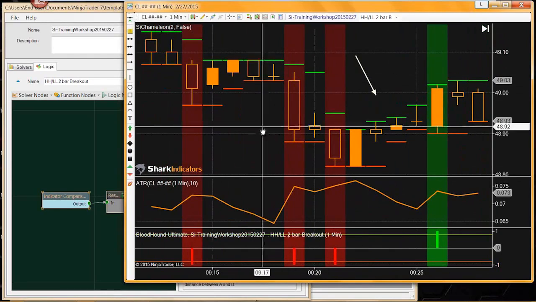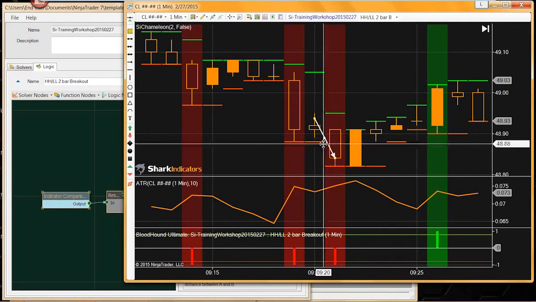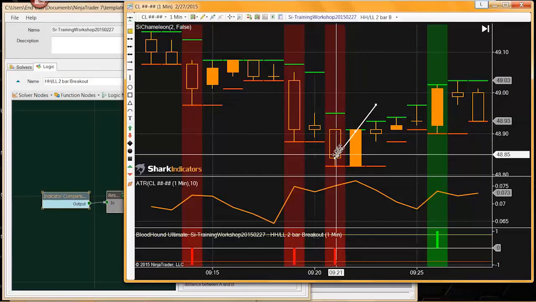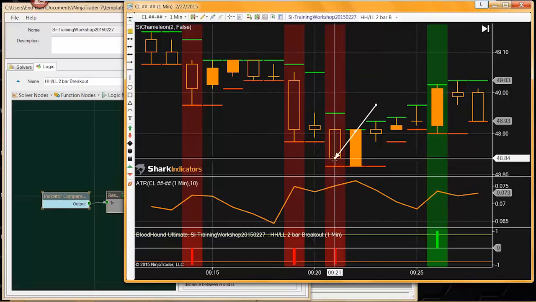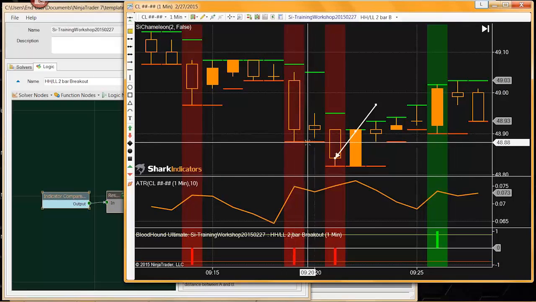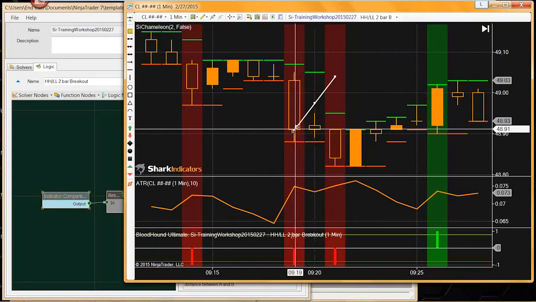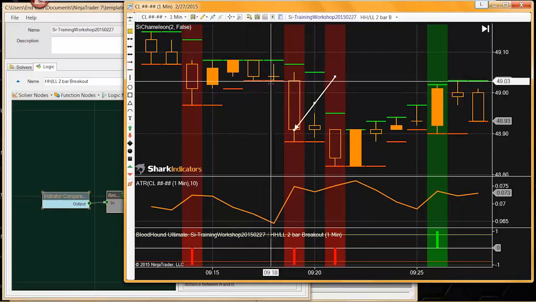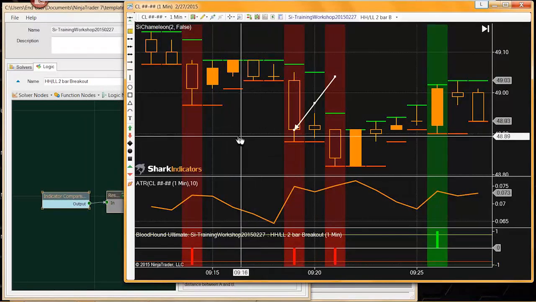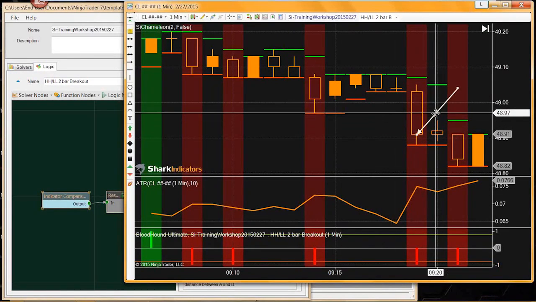Let's take a look at some of these shorts here. There's the closing price, and it closed below the previous 2 bars' low price here. Same with this bar. The closing price closed below the previous 2 bars' lows. So there we have it.